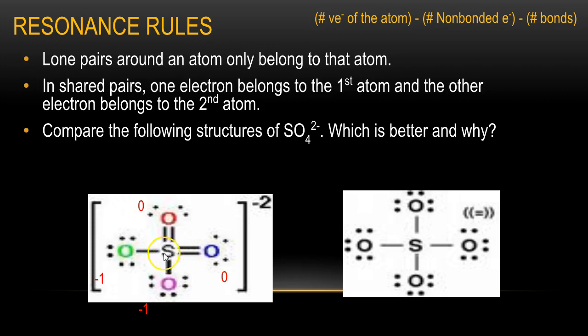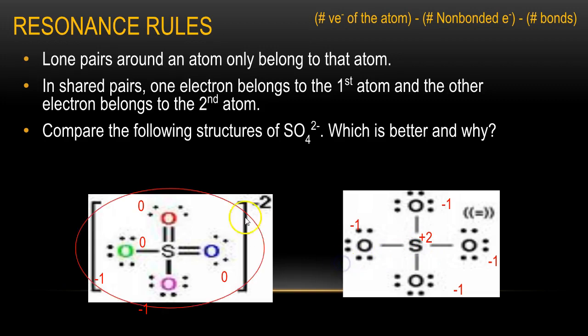Now the sulfur. Sulfur normally has 6 valence electrons, minus 0 non-bonded electrons, minus 6 bonds. So the sulfur has a formal charge of 0. Now if we jump over here, we actually already did all these oxygens. They are all -1, right? This is set up the same way, so these are all -1. The sulfur, though, is different. The sulfur has 6 valence electrons, 0 non-bonding electrons, so 6 minus 0, and number of bonds is 4. So 6 minus 4 would be 2. So the sulfur in this case has a formal charge of 2.